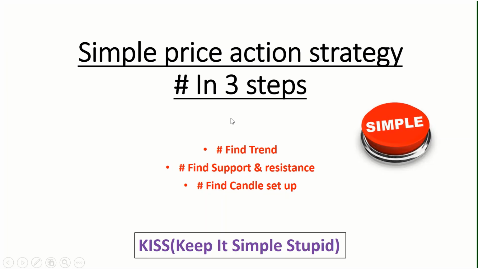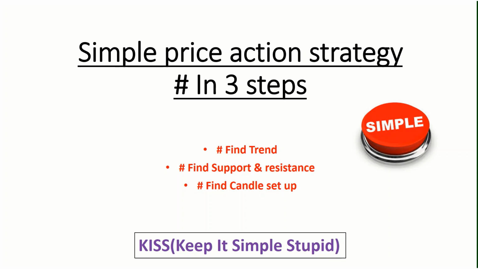Okay guys, so we are here. Now to have this simple price action strategy in 3 steps, we need to have these 3 steps. So first one is to find a trend, either downtrend or uptrend. Second, find a support and resistance. I will explain you what support and resistance mean for us. And the third one, candle setups. We are looking only for 2 kinds of candles which are required for our setup. This is all we need for our strategy.